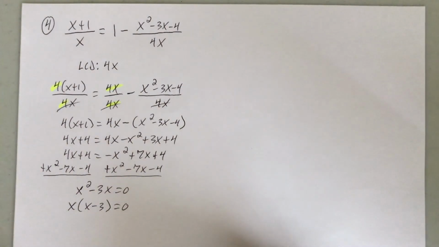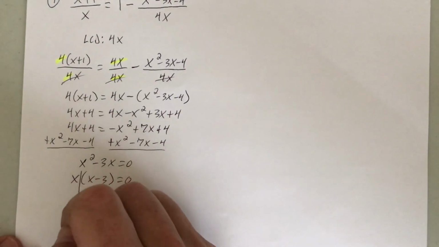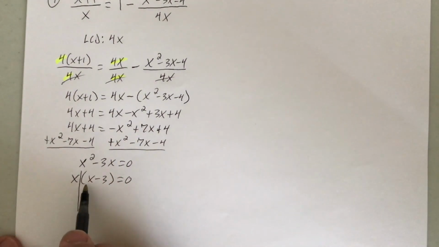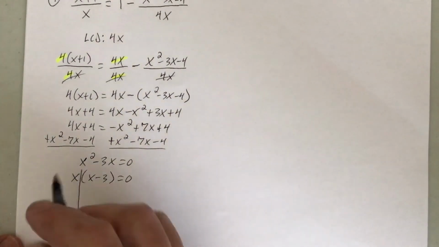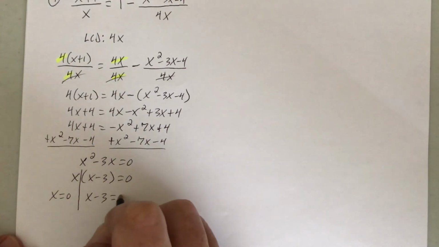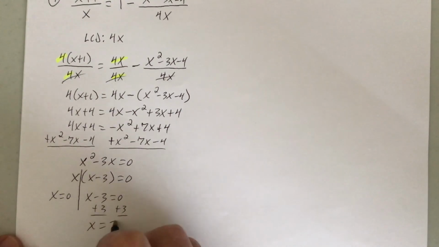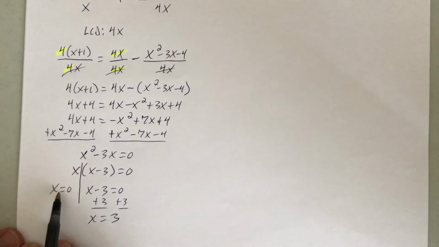That is factored. So now what I can do is go ahead and set those factors equal to 0, including the x, because even though it's a common factor, it's a variable, so you have to set it equal to 0 itself. So x is equal to 0, then x minus 3 is equal to 0. And of course, when I solve this, I get x is equal to 3. So I have x equals 0, and I have x equals 3.